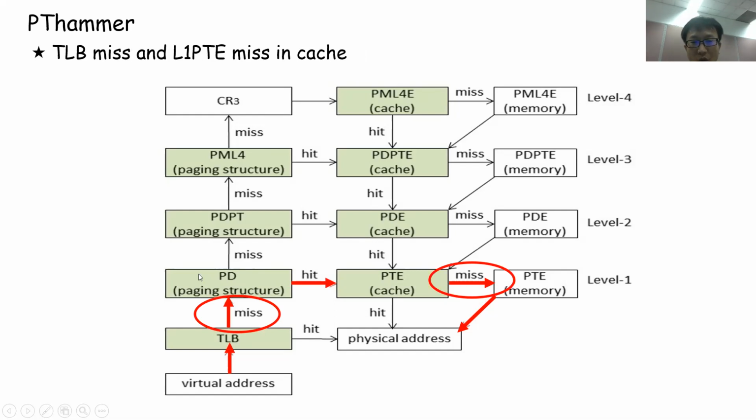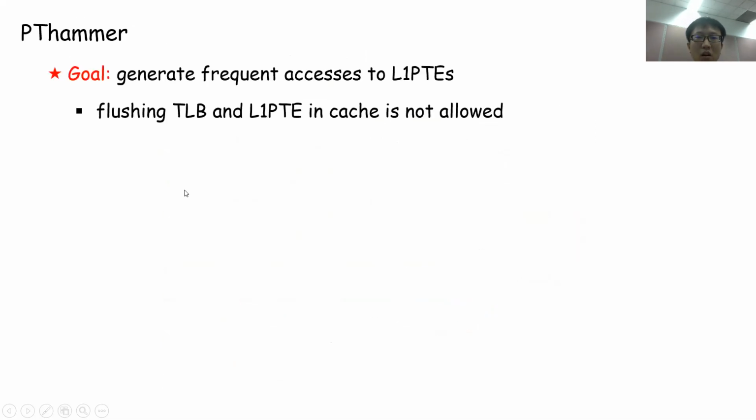So in this path, we have to induce two misses. The first is a TLB miss. The second is a cache miss for level 1 PTE. So our goal of this work is to generate frequent accesses to level 1 PTEs in DRAM memory. As an unprivileged attack process, we have low privilege to flush the TLB and level 1 PT in cache.